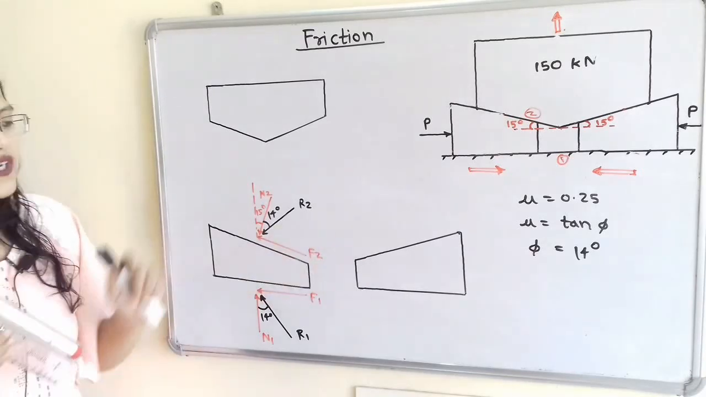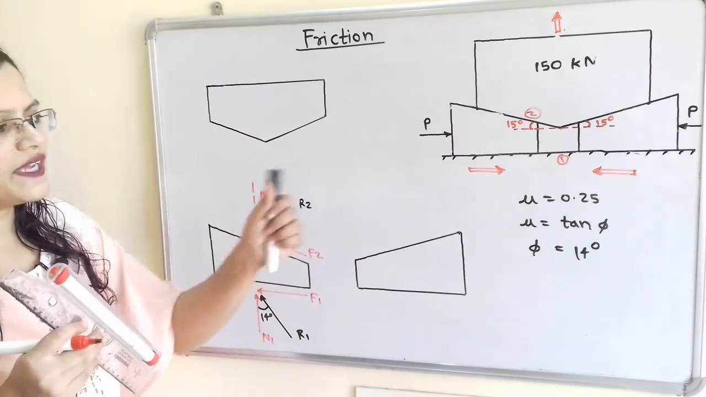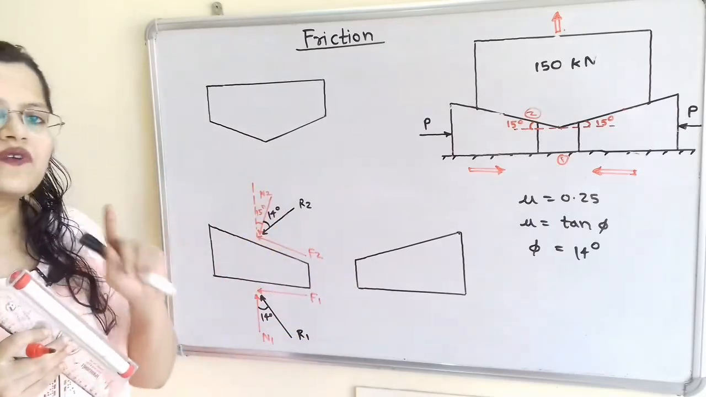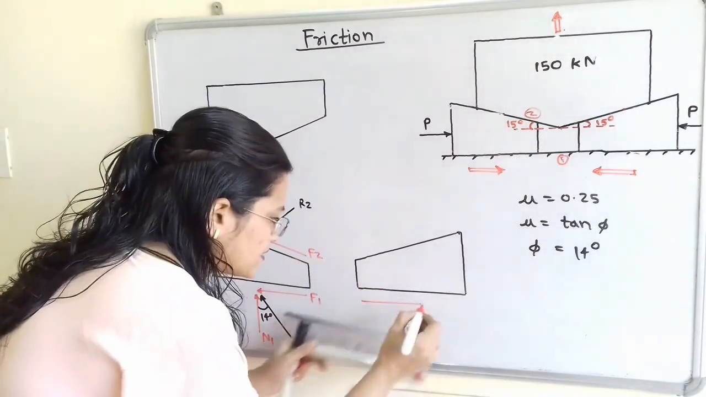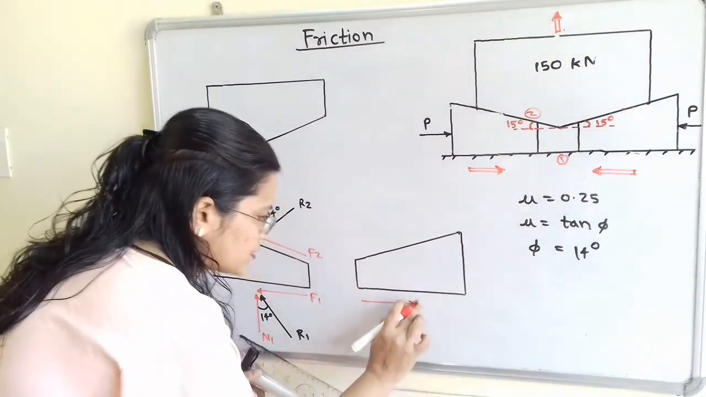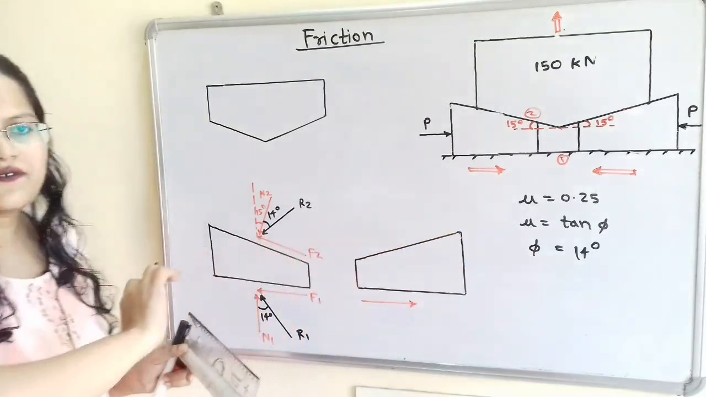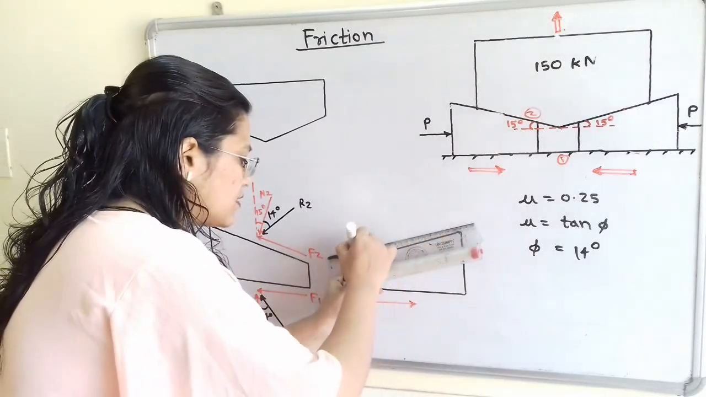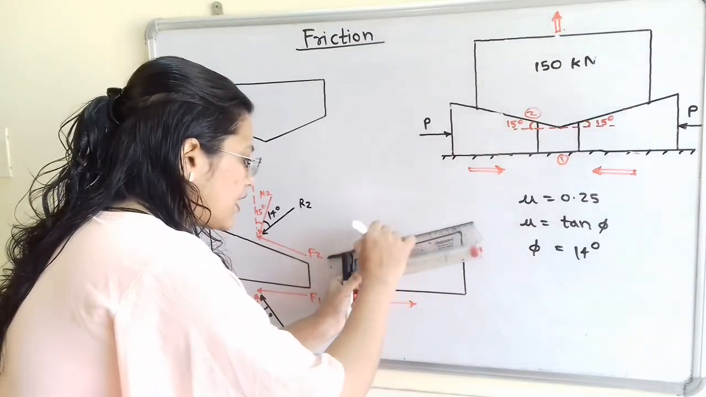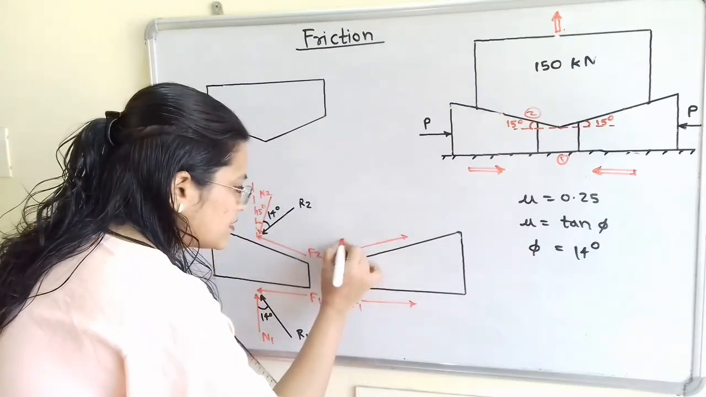Now we will move to the next wedge. Here the motion of this wedge is towards the left-hand side. So we have to show the frictional force towards the right-hand side, that is, in the opposite direction. And in the same way, for this inclined surface, we have to show the frictional force which is parallel to the surface towards the right-hand side. So here is frictional force F1 and here is F2.